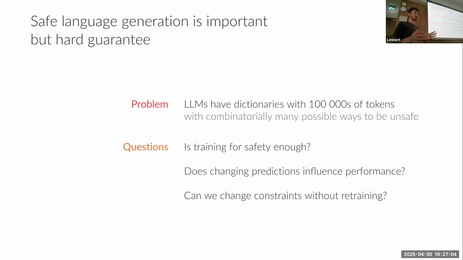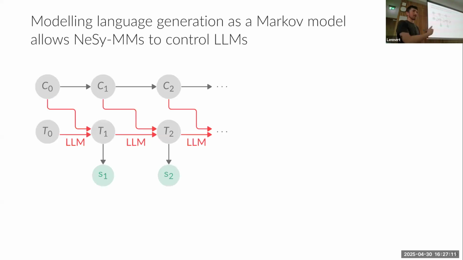You also don't really want to retrain an LLM for different test cases. Ideally, you just want to give new constraints and it should work. And that's how we then come to how NeSyMMs might augment LLMs with those capabilities.